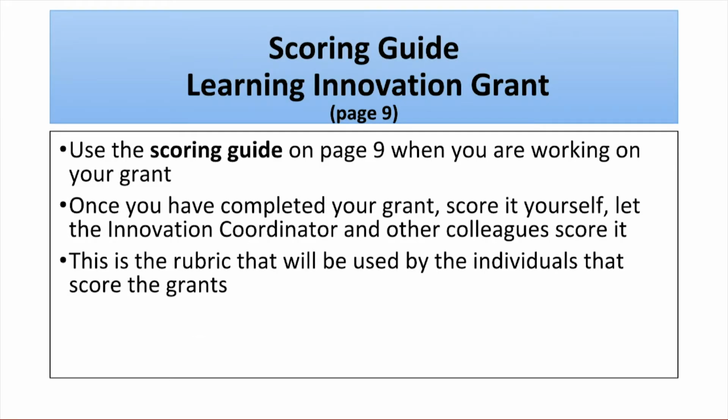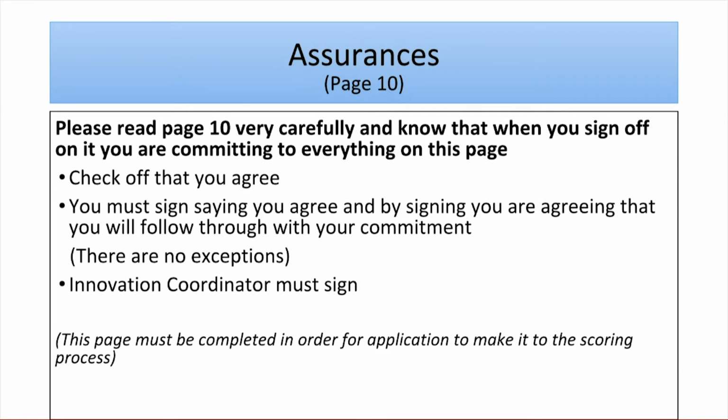The scoring guide, we talked about that a little bit ago when we went over some of that other stuff on what had to be in the application. But please use this when you're working on your grant and have other folks score it. This is the rubric that will be used by those scorers. So if I know what I'm going to be scored on, then I'm going to try to make sure I've dotted all the I's and crossed all the T's.